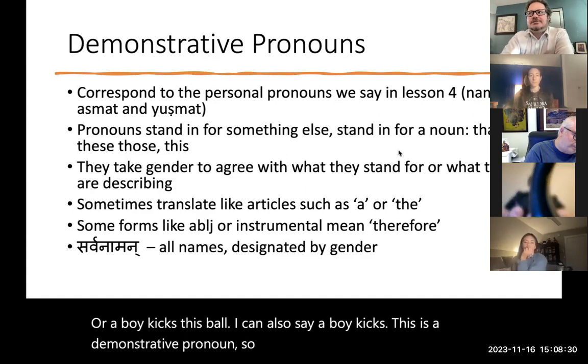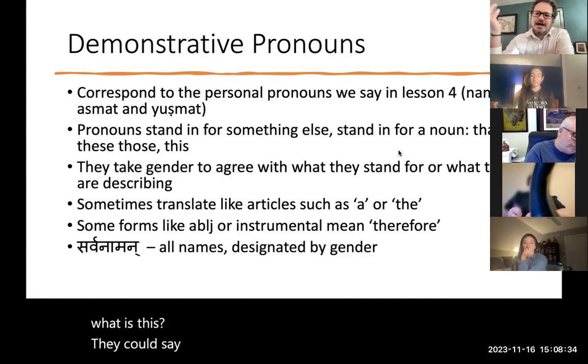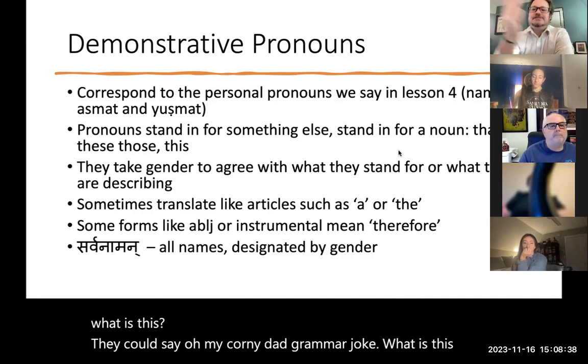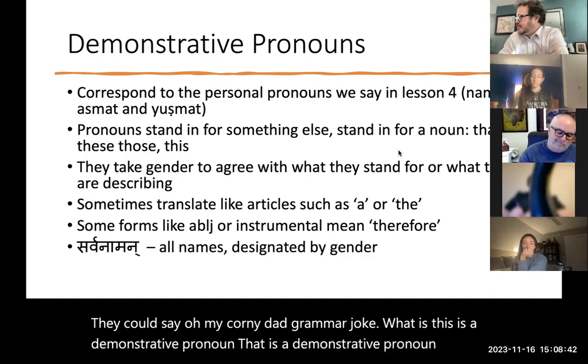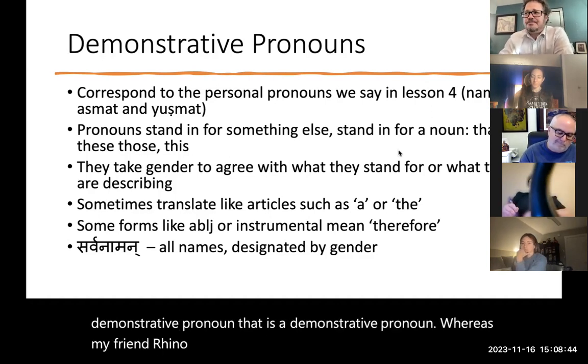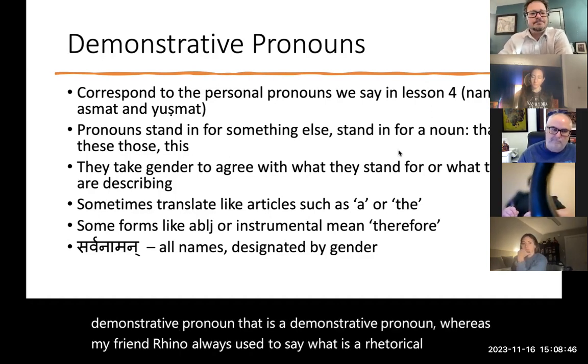So if someone makes a joke and says, what is this? They could say, oh, my corny dad grammar joke. What is this? This is a demonstrative pronoun. That is a demonstrative pronoun. Whereas my friend Ryan always used to say, what is a rhetorical question anyway?